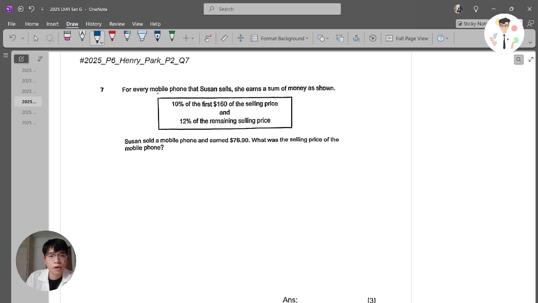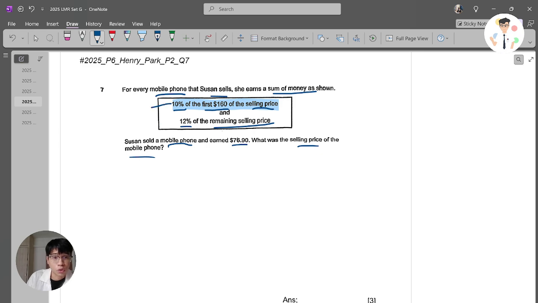Now, for every mobile phone that Susan sells, she earns a sum of money as shown. So she will earn 10% of the first $160 of the selling price. And perhaps this is actually fixed, right? 10% of 160, you know immediately is the amount, right? And 12% of the remaining selling price. And she sold a mobile phone and earned $76.90. What was the selling price of the mobile phone?